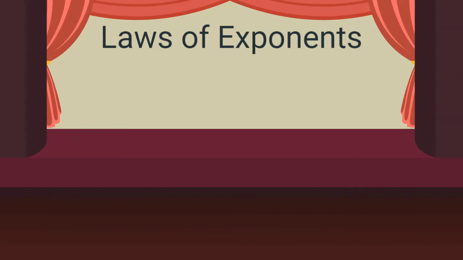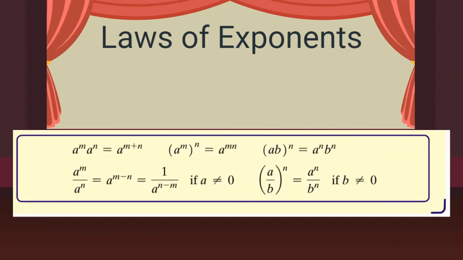Here are some things about exponents that you're going to either want to memorize or write in your notes. First, if you're multiplying together two bases with different exponents, you add those exponents together. If you have an exponent raised to another exponent, you multiply those two exponents together. If you have a product raised to an exponent, you can take that exponent and distribute it to each part of that product. As long as your base is not equal to 0, if you're dividing two exponents, you can subtract them. And lastly, as long as b is not equal to 0, if you are dividing two values, you can distribute that exponent to each, the numerator and the denominator.